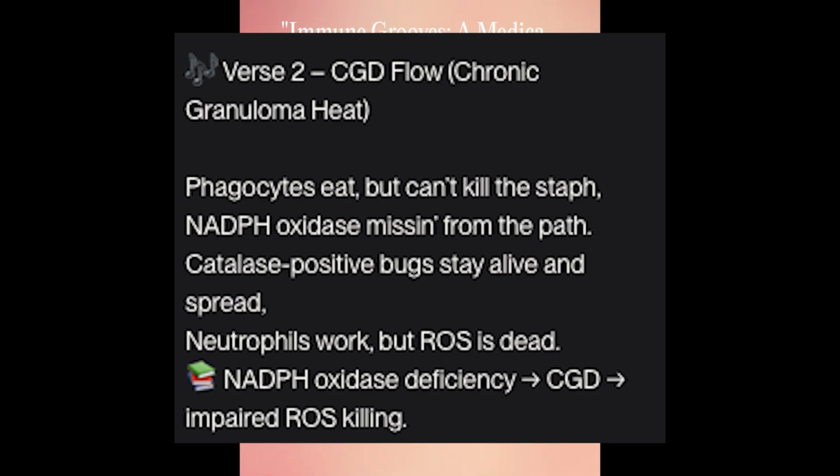Phagocytes eat but can't kill the staph. For the pH oxidized missing from the path. Catalase positive bugs stay alive and spread. Neutrophils work but ROS is dead. And the PF50 deficiency. CGD impaired ROS killing.